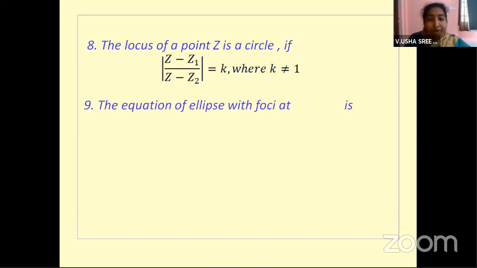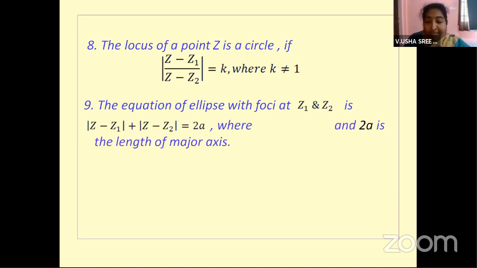Now, the equation of the ellipse with foci at Z1 and Z2 is mod of (Z minus Z1) plus mod of (Z minus Z2) is equal to 2a, where 2a is greater than mod of (Z1 minus Z2), and 2a is the length of the major axis. Now we will try to see a little description of what we mean by foci and also the major axis.